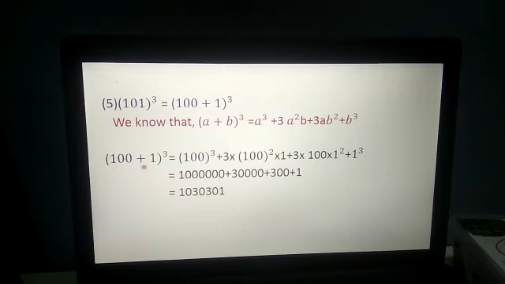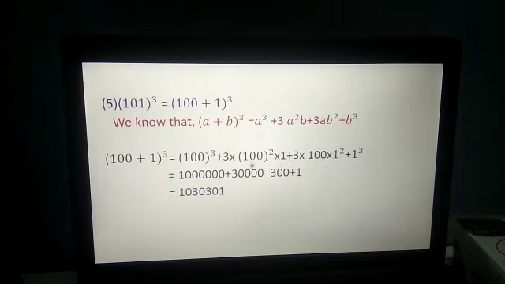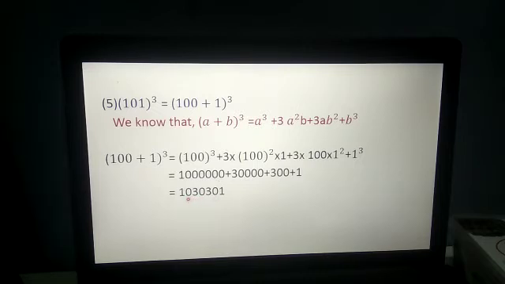Okay. So now (100 plus 1) whole cube is equal to 100 cube plus 3 into 100 square into 1 plus 3 into 100 into 1 square plus 1 cube. In this way we have written the answer. Okay. So 100 square is this, multiplied by 3, that is 30,300, and plus 1. So what will be your final answer? See here, 10,30,301 is your final answer. Next sum we will continue now.